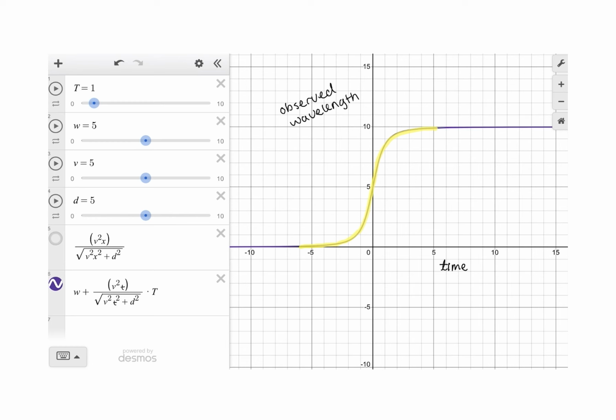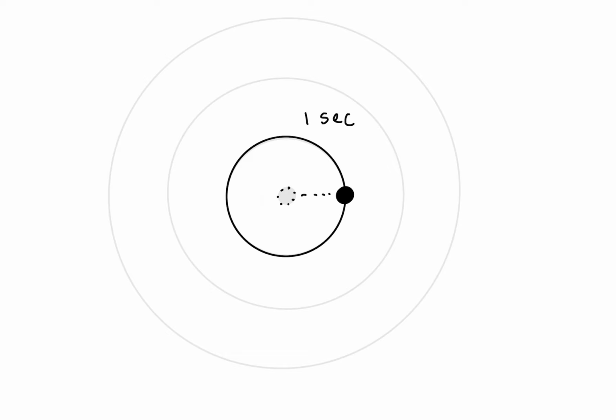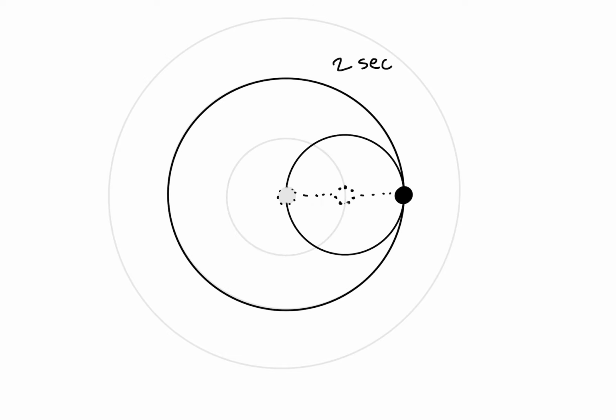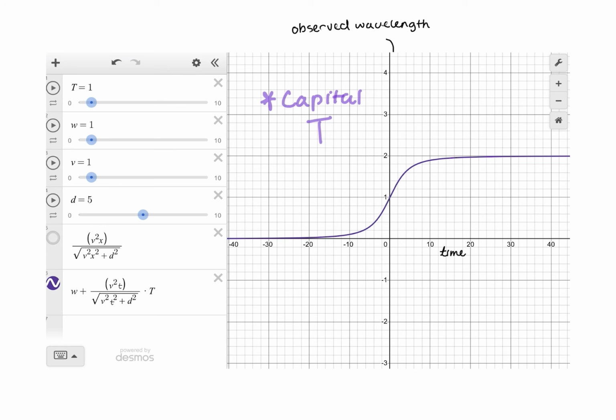Let's change our constants to match the scenario we observed earlier on. The velocity of the wave and the object were both 1 meter per second, and the object emitted a wave every second, so t equals 1. Now, for our distance to the path of the object, which we didn't look at before, I'll just keep it at 5 because I like 5. It matches what we've seen.